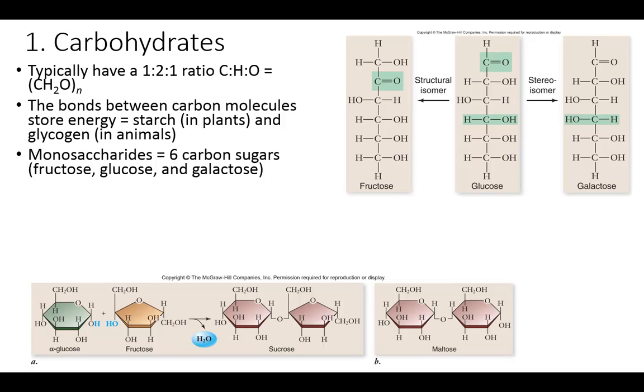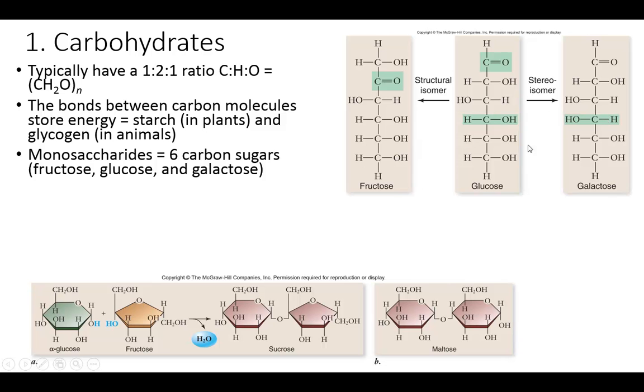They actually have the same chemical formula, C6H12O6. It follows that 1 to 2 to 1 ratio. But they are different in their structure and are different isomers of each other. So fructose and galactose are structural isomers. So the double-bound oxygen is on a different carbon. Structurally it's different, everything else is the same.